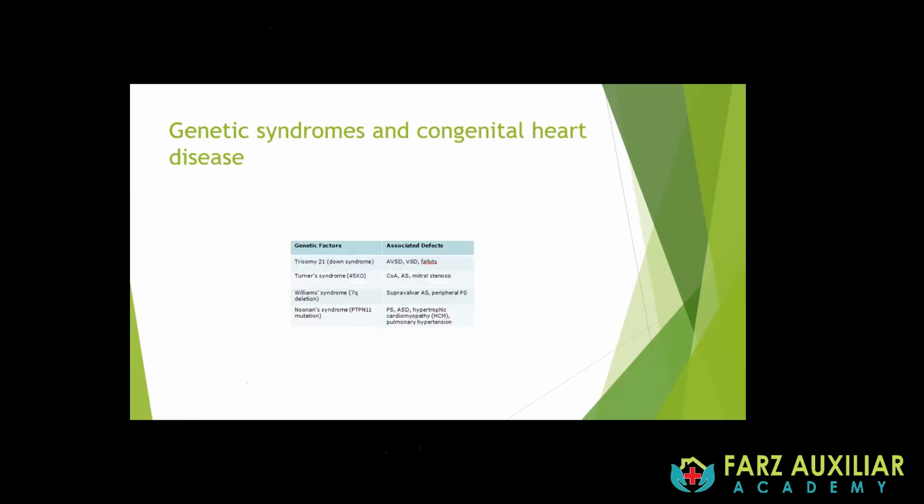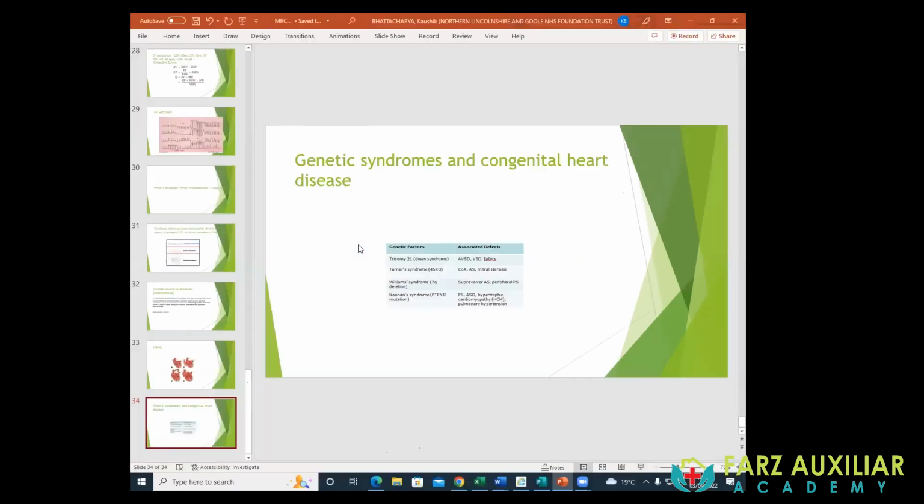Genetic syndromes, usually 4 is good enough to remember. Trisomy 21 is known for atrioventricular septal defect. It means low ASD, mitral valve defect, high VSD. Turner syndrome is known for coarctation of the aorta. Williams is supravalvular aortic stenosis, and Noonan syndrome is typically pulmonary stenosis and peripheral pulmonary artery stenosis, or branch pulmonary artery stenosis.